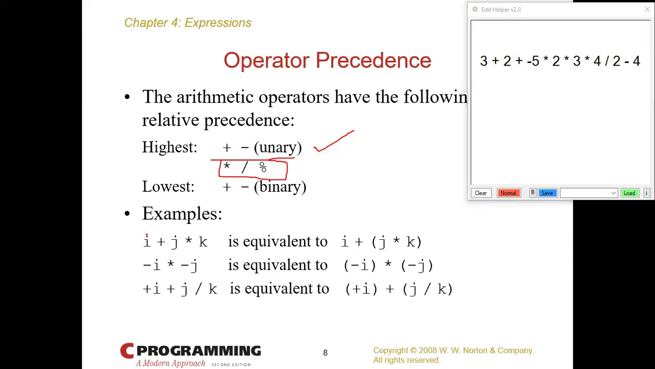So here's an example. If we have i plus j times k, since we know that the unaries are higher, and there is no unary operator, then we move to multiply, divide, and remainder. Yes, we have multiply here, so this becomes our first expression to solve. And then we can add to i. And that's what we have here.